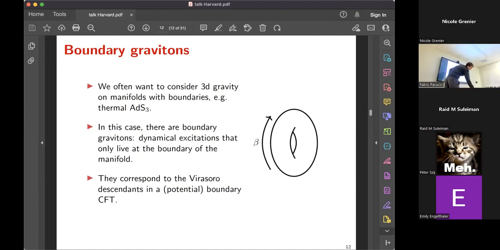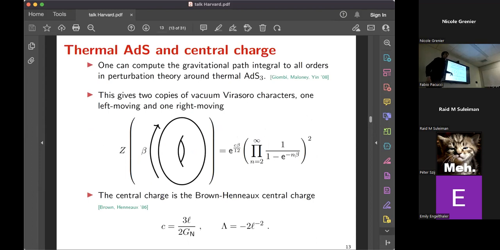I think I put the reference down here. This was actually discovered way before holography was discovered, and is often cited as the first indication of holography, discovered by Brown and Henneaux. In thermal AdS, one can do some very nice calculations, and one can compute the gravitational partition function in this background to all orders in the perturbation series.